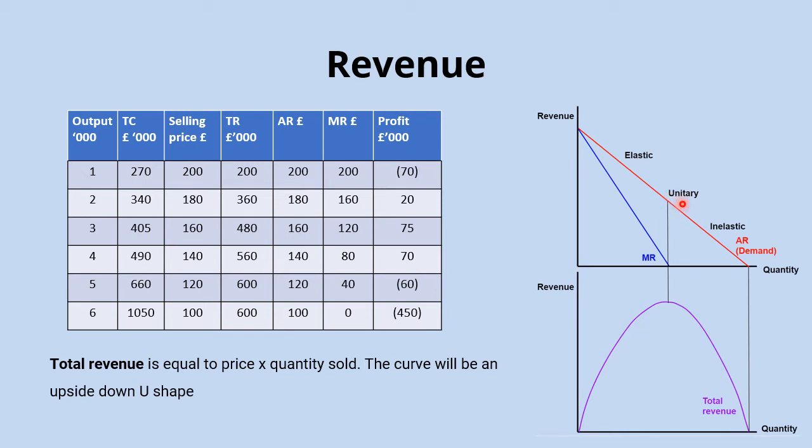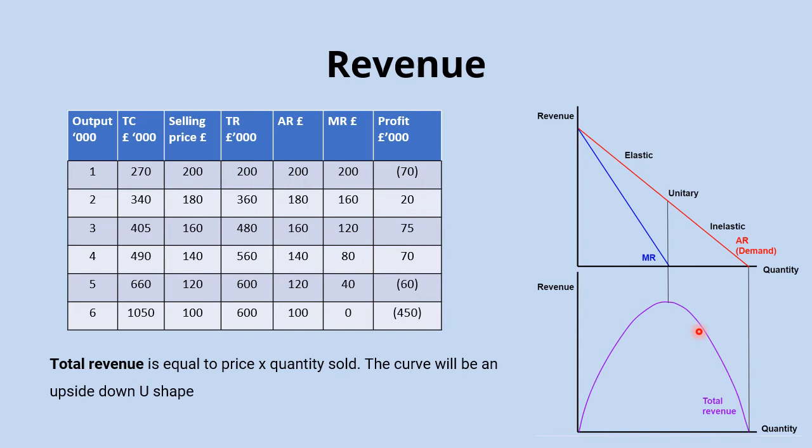And when price elasticity of demand is unitary, we know that total revenue is maximized at that point. And when price elasticity of demand is inelastic, it must be the case when price is falling, that total revenue is falling as well. So we can kind of infer those elasticities from what's happening with this total revenue curve.